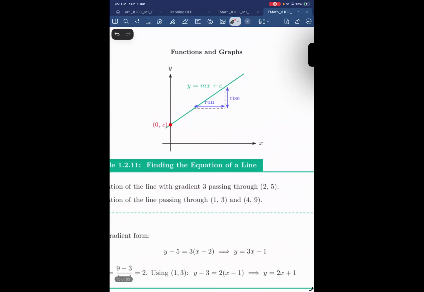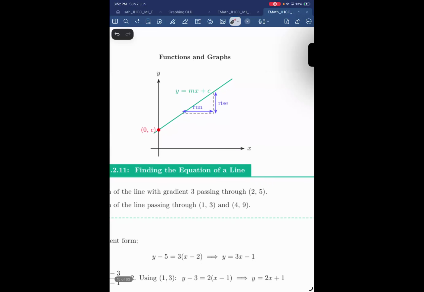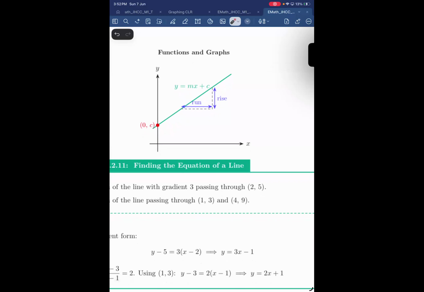Then for part B, you don't have the gradient, so you have to calculate it. We pick this to be the second point and this to be the first point. Then the change in y coordinate is 9 minus 3, which is 6, and the change in x coordinate is 4 minus 1, which is 3. Then the gradient is 2. Once again we're using y minus y1 equals m times (x minus x1), where m is 2. Then you substitute in (1, 3) into the equation, and then you make y the subject.